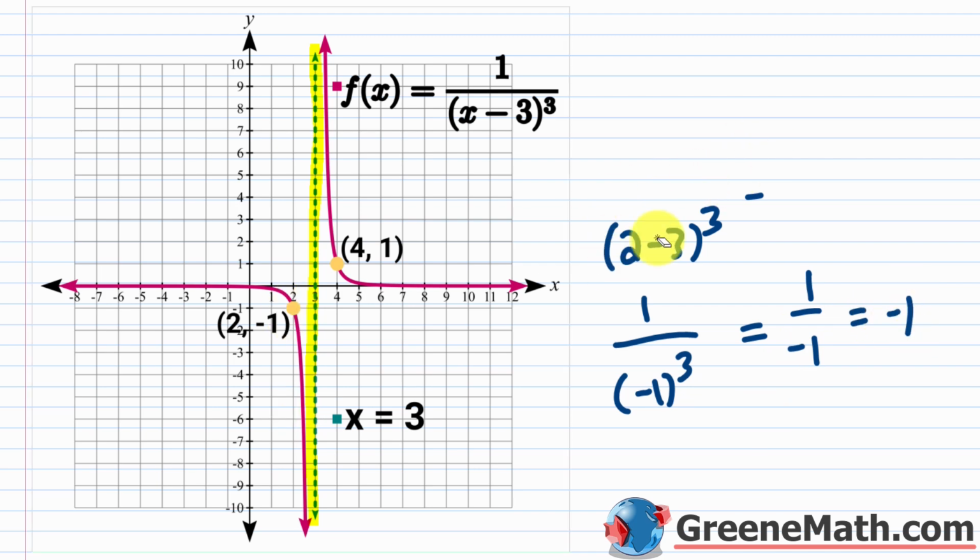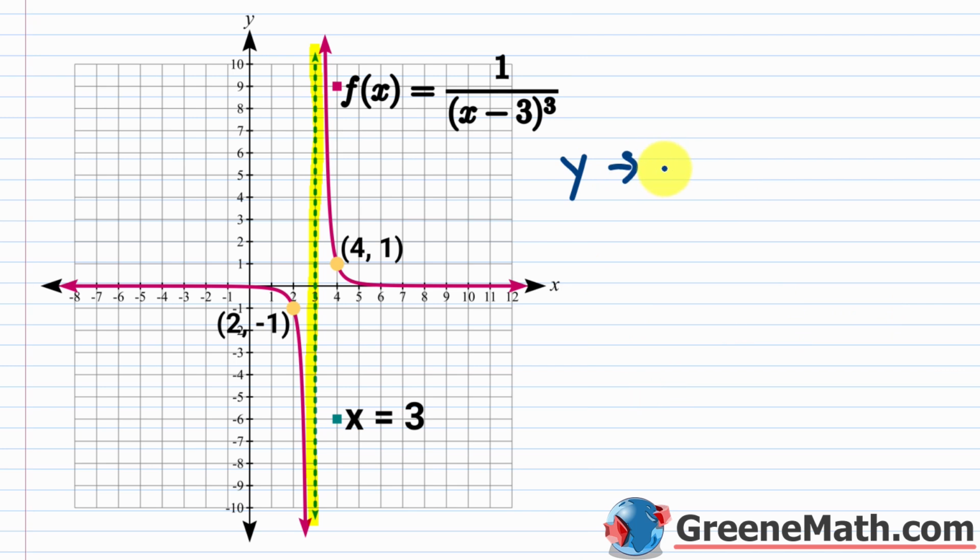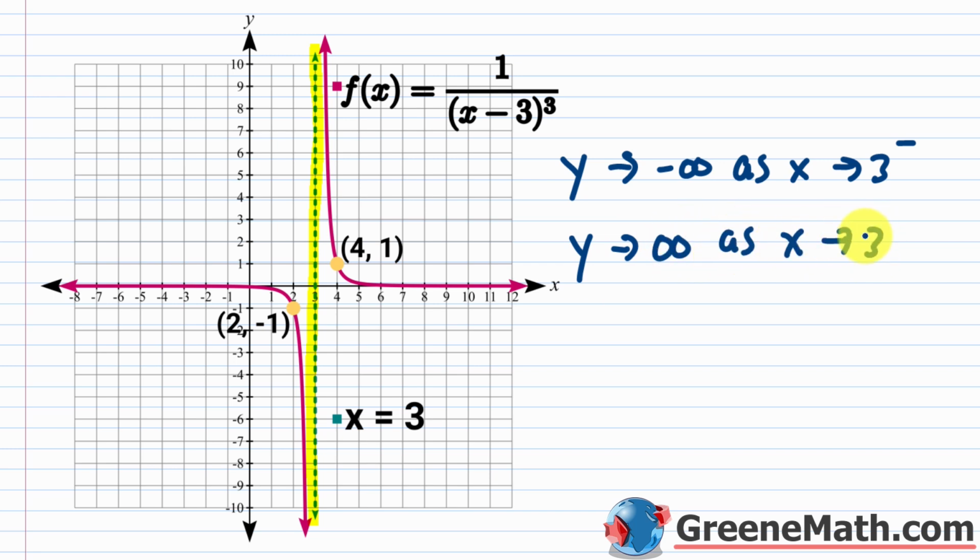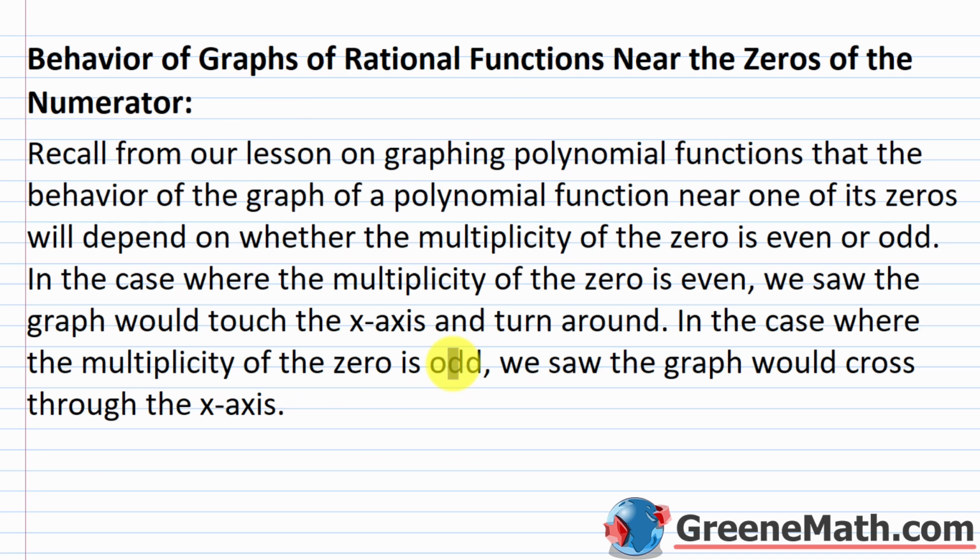So for this one, y goes to, or approaches, negative infinity as x approaches 3 from the left. So as we're coming from the left. Then y approaches positive infinity as x approaches 3 from the right. Again, this is because this is odd and you have a sign change from one side of the asymptote to the other side. All right, let's think about the final piece of the puzzle here.